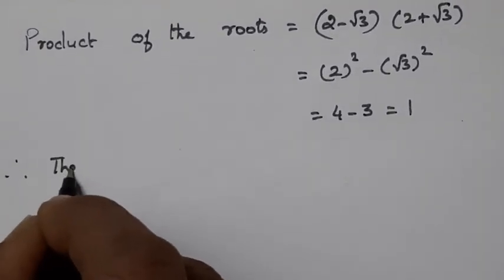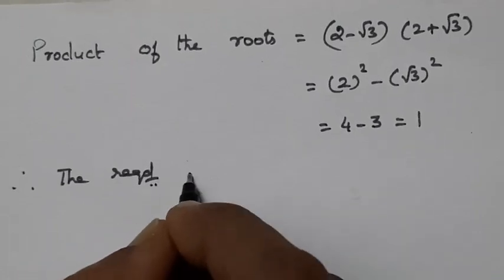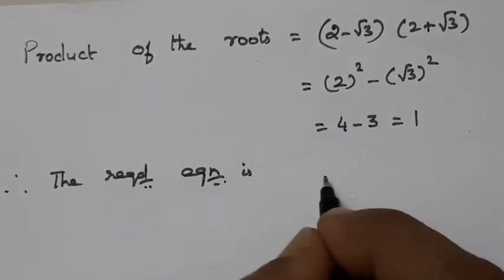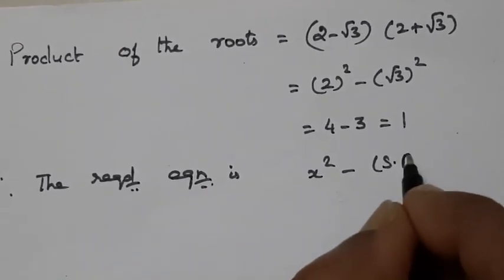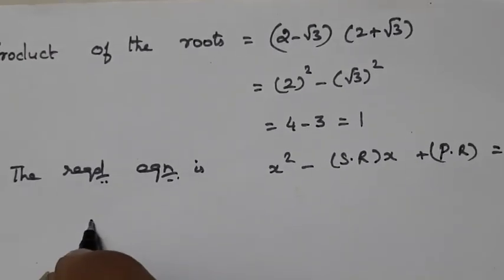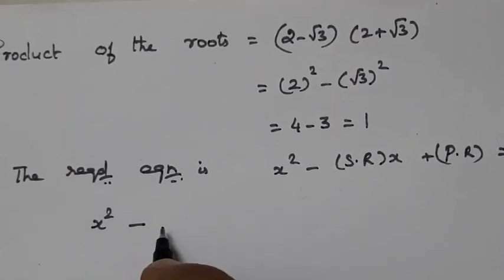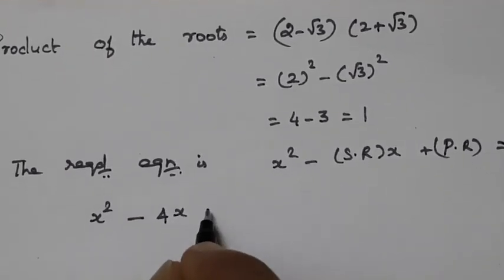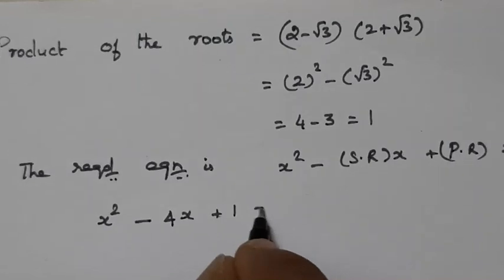And therefore the required equation is x squared minus sum of the roots into x plus product of the roots is equal to 0. So that is x squared minus sum of the roots, which is 4, so 4x, and product of the roots is 1. So plus 1 is equal to 0.